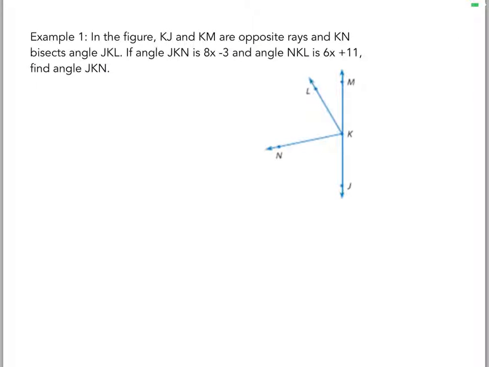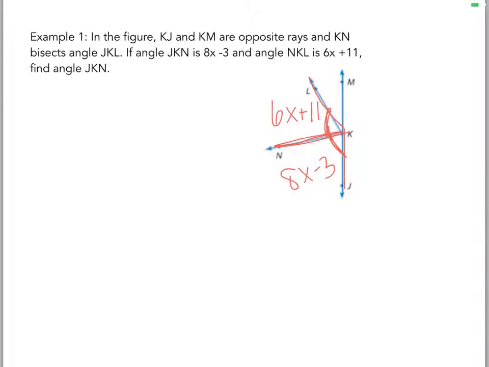Example 1. In the figure, KJ and KM are opposite rays, and KN bisects angle JKL. So KN is a bisector of JKL. That means that these two sides are congruent. If angle JKN is 8x minus 3, and angle NKL is 6x plus 11, find angle JKN.